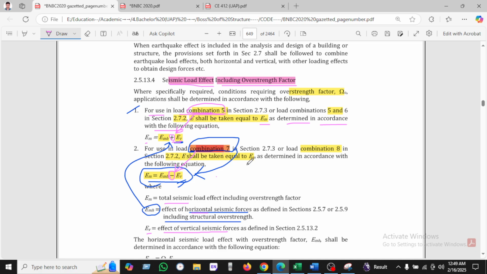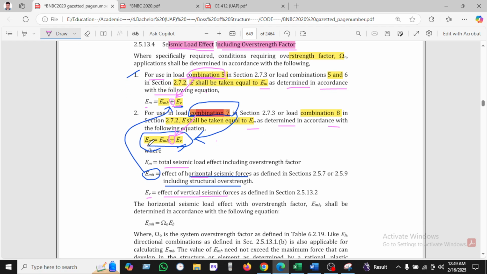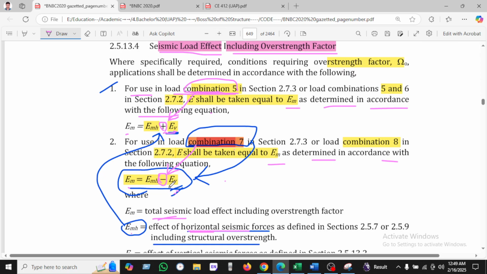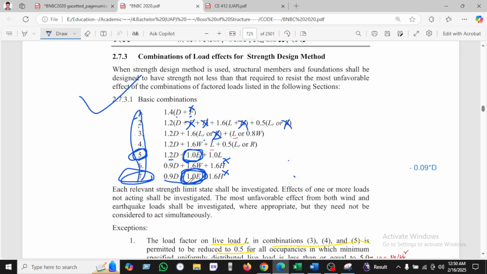E shall be taken equal to EM and determined in accordance with the following equation. The equation is given. EM is the total, ES is the horizontal seismic force, and EB we know is the vertical load. But remember that we have seen clearly that when using load combination 7, we use the negative sign before the vertical earthquake. So that's why we are using the negative sign, only for load combination 7 here.